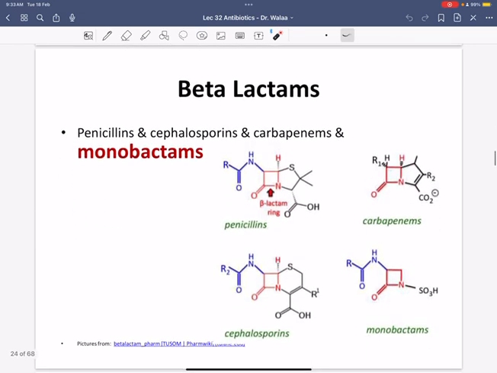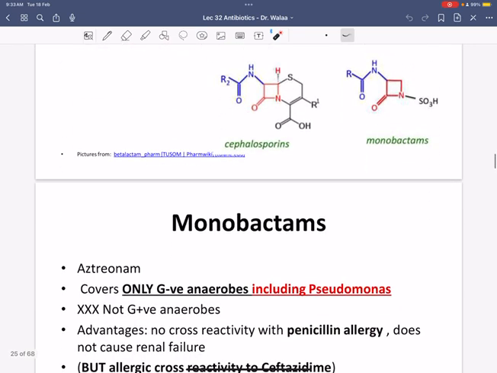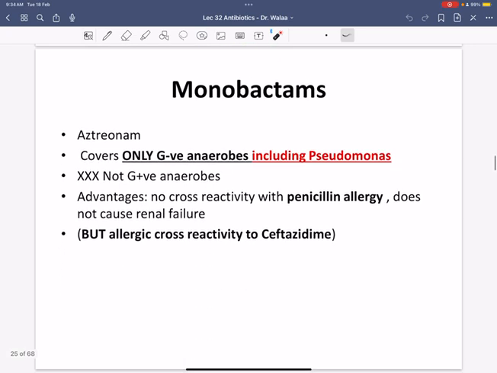Monobactams only have a very narrow coverage against gram-negative organisms like Pseudomonas. They don't have any activity against gram-positive pathogens.